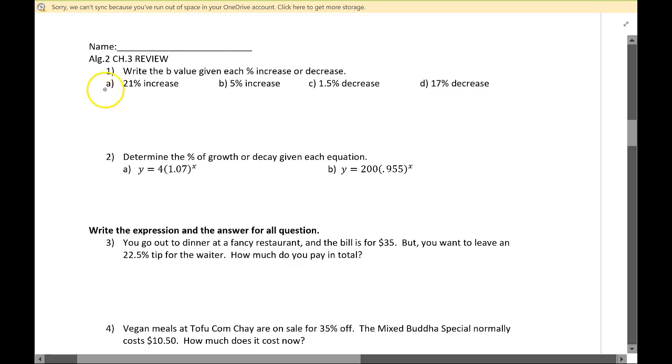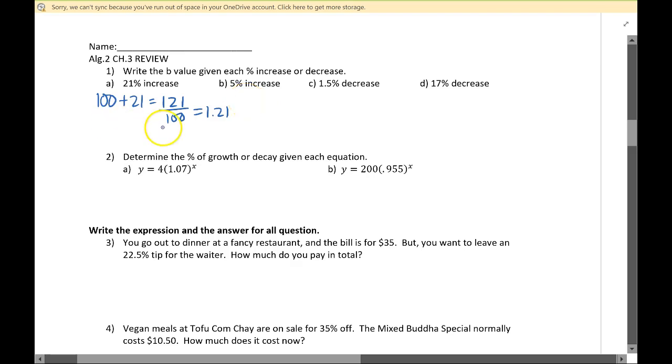100% is the same as a 1 in decimal form. So if you take 100 plus 21, we get 121%. But we have to convert that to a decimal for our b-value, so we divide it by 100, and we get 1.21 as our b-value. And so for b, it's also an increase.